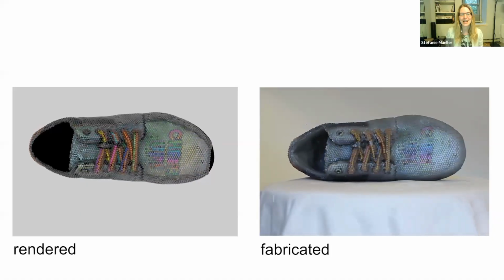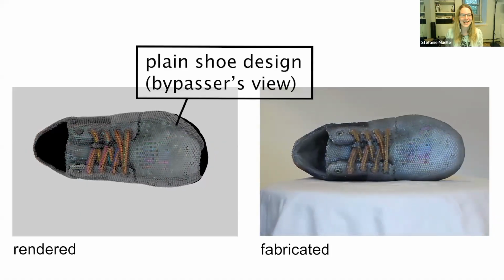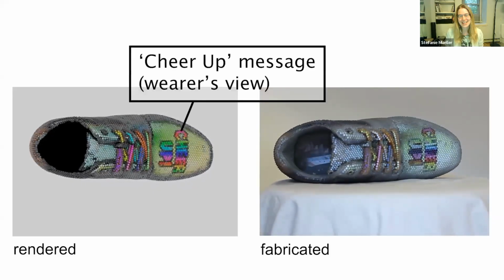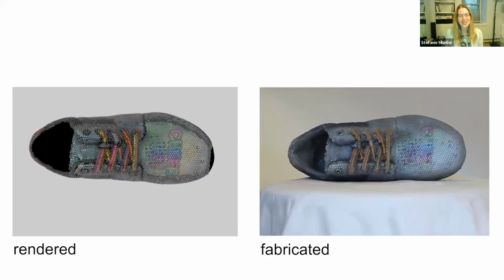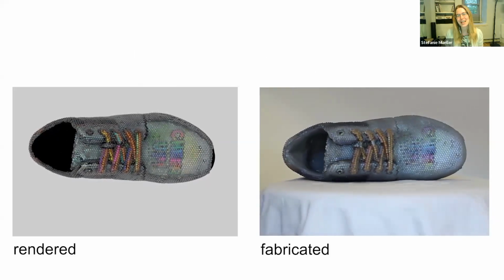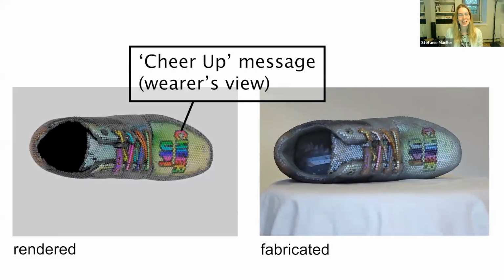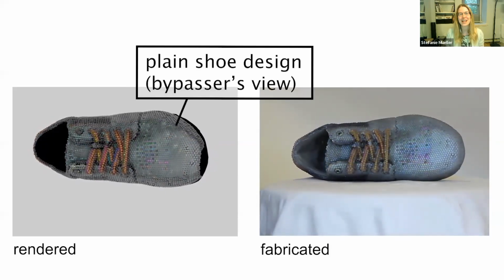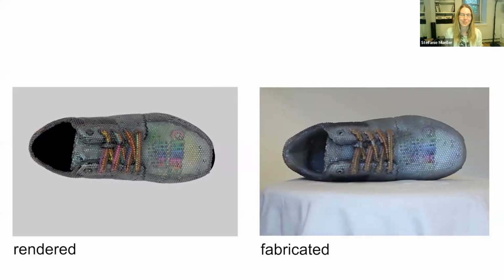And here's a final example that one of my students made, and which I find really entertaining. This is a shoe that shows cheer up when you look down on it. And if you look from the side, you actually don't see this message. So only the person wearing the shoe sees this cheerful message, and everybody else just sees a professional gray shoe from the side.